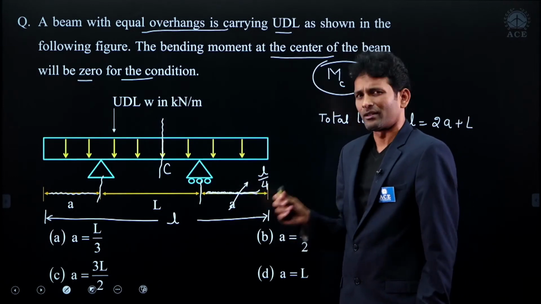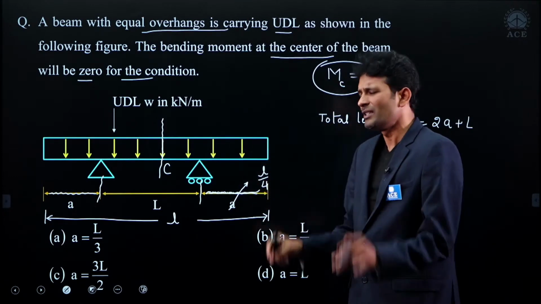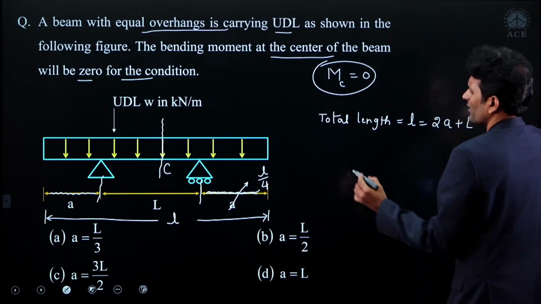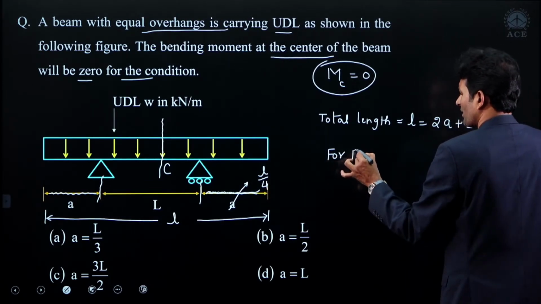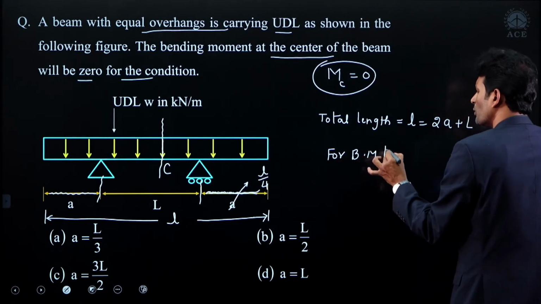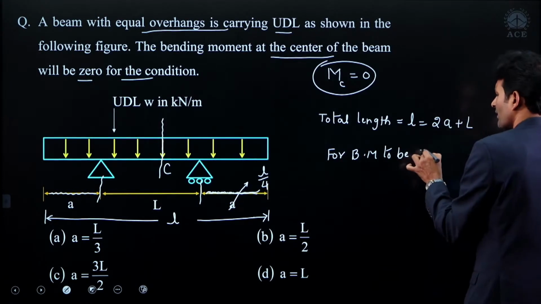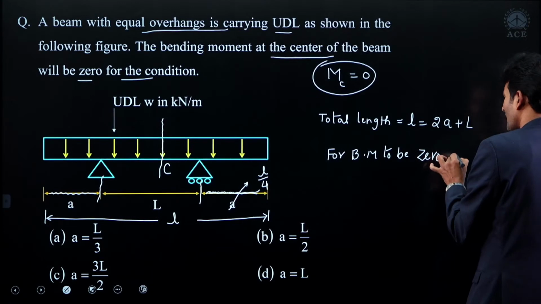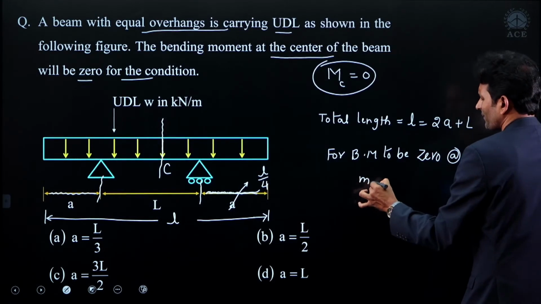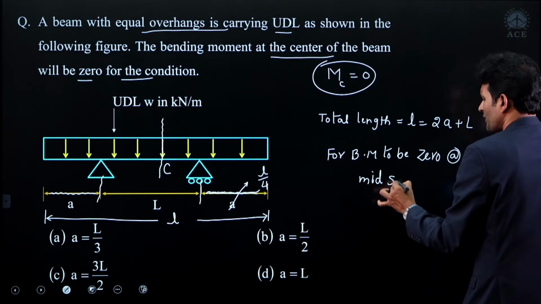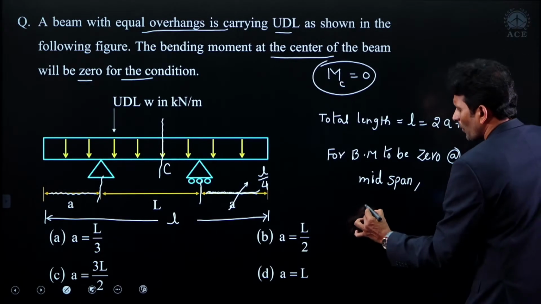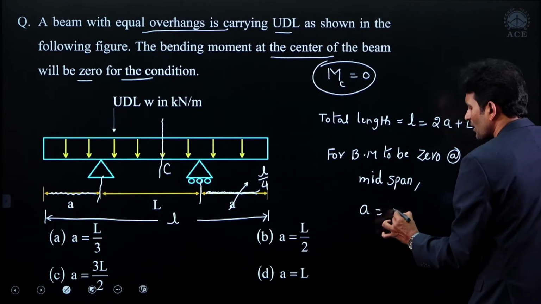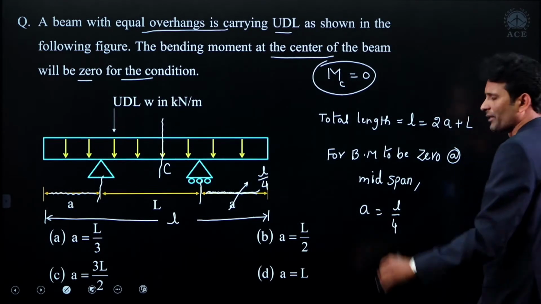I will talk about that later. But if you know this one, it is very easy for us. Now look at here. For bending, I am applying this concept: bending moment to be zero at midspan. What is the condition I need to satisfy? Overhanging distance A equal to L by 4, my dear friends.